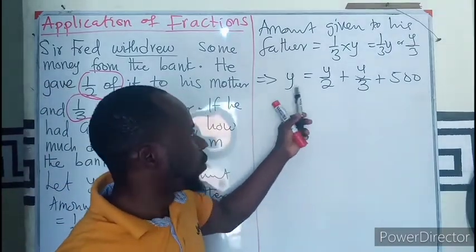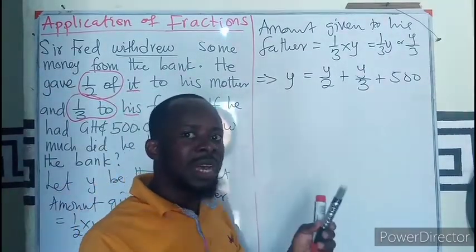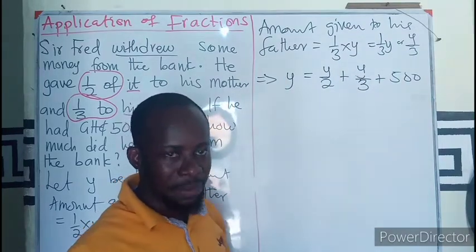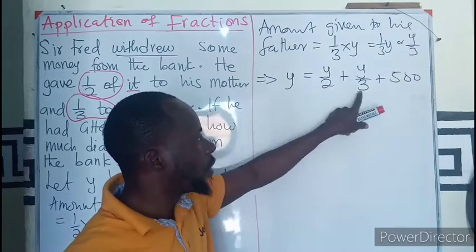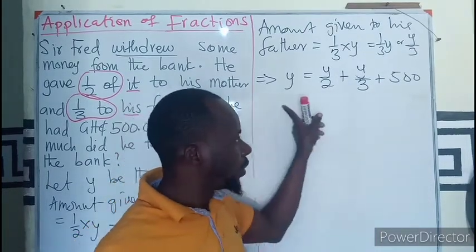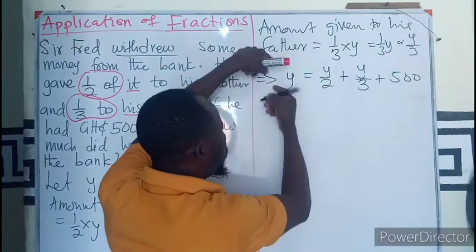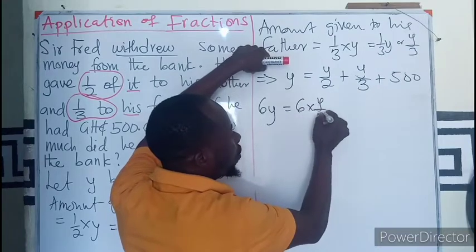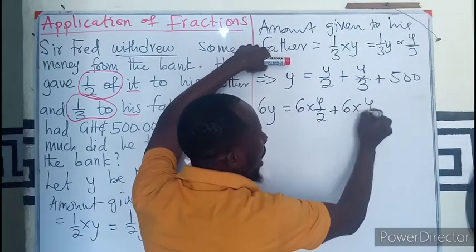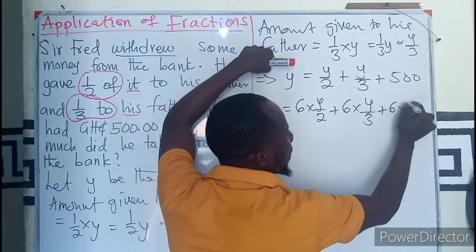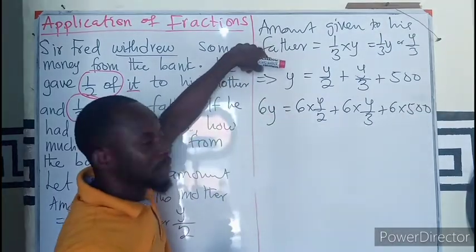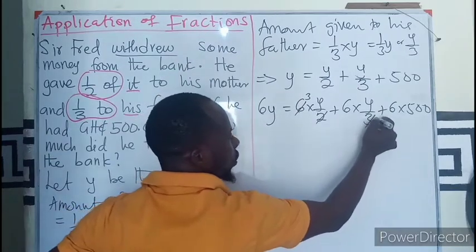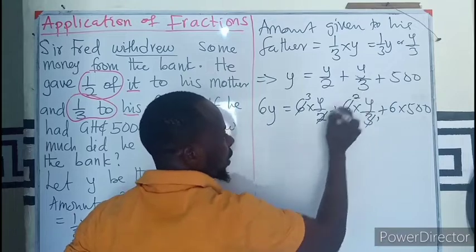So now this becomes an equation involving one variable, which has been separated on both sides of the equal sign, and there is also a fraction. So I'll go for the LCM. In this case, the LCM of 2 and 3 will be 6. So I'll multiply through by that LCM, which gives 6y equals 6 times y over 2, plus 6 times y over 3, plus 6 times 500. Per that calculation, 2 will go into 6 3 times. 3 will go into itself 1 and go into 6 2 times.